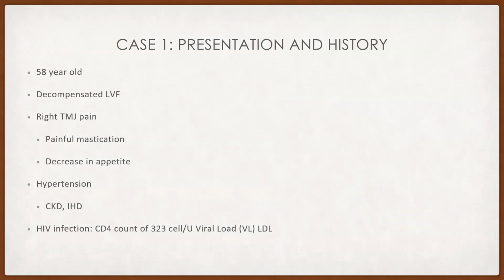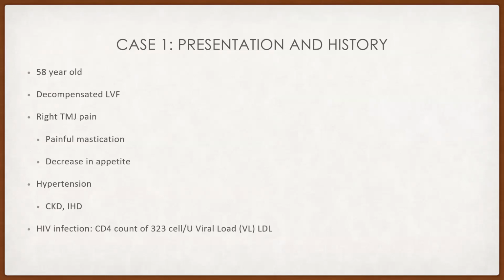A 58-year-old gentleman presented in decompensated left ventricular failure, in addition to having a 6-month history of pain in the right temporomandibular joint with a fluctuant mass, which was clinically palpable in the preauricular area. It was associated with painful mastication and a decrease in appetite.